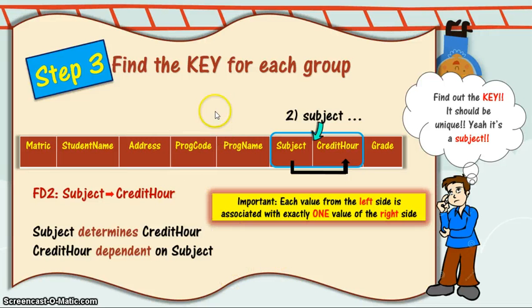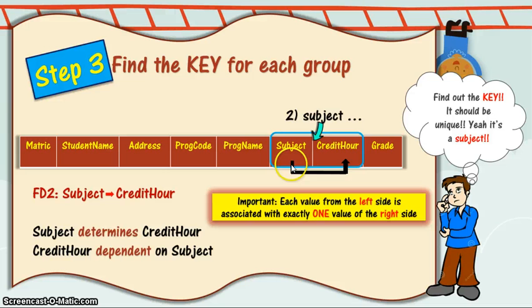Okay. So the second one is about subject info. We group before is subject info. The attributes that are related are subject and credit hour. We can say that subject is a primary key that we determined before. So subject determines the non-key attribute, credit hour. So this is how to illustrate.